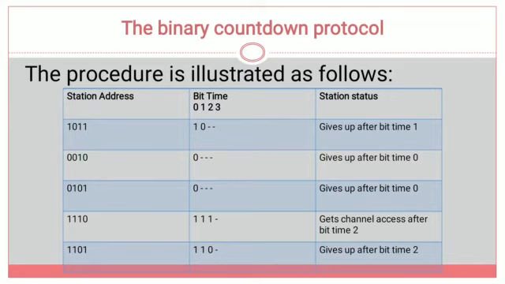In this way we avoid collisions. How do we avoid collisions? By giving preference to all the stations, we choose only one winning station to access the channel. If only one station is accessing the channel, then collisions are eliminated completely. So this is about the binary countdown protocol. Thank you.